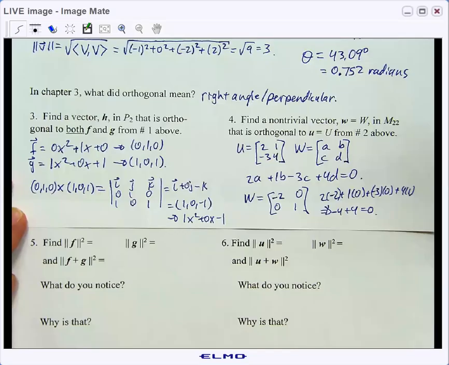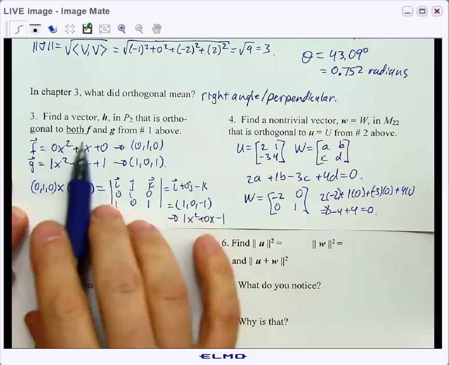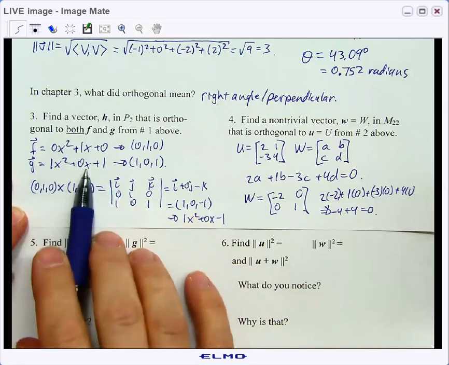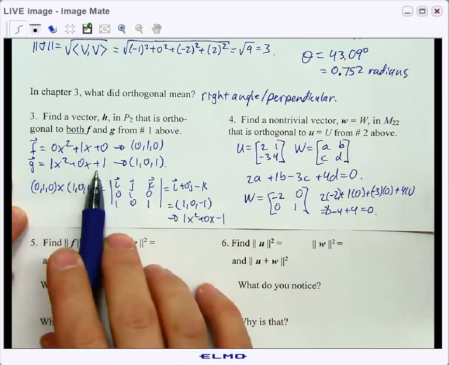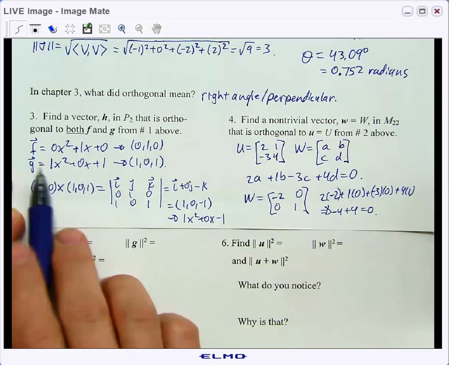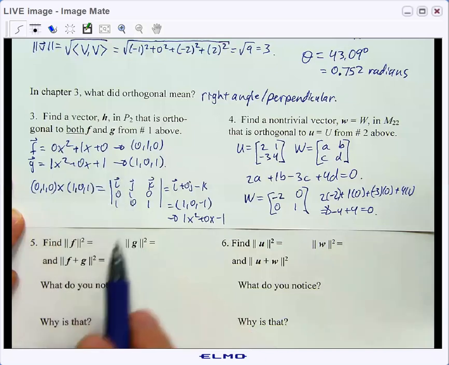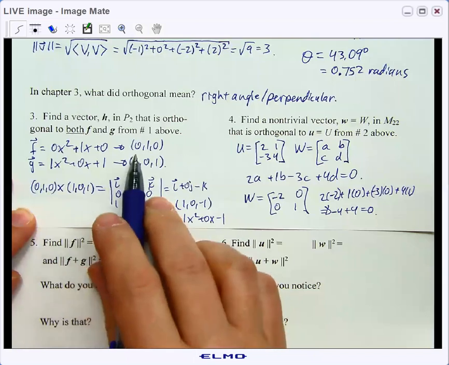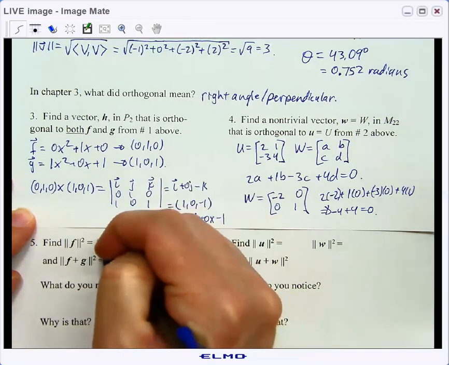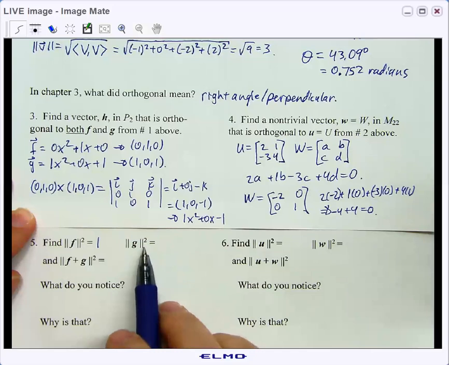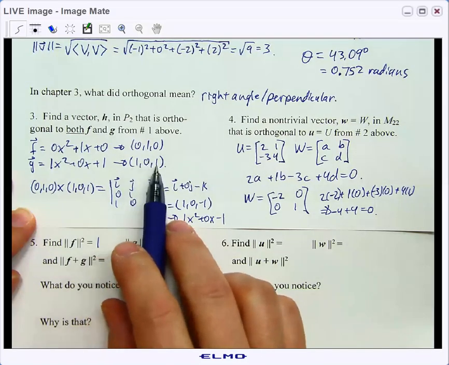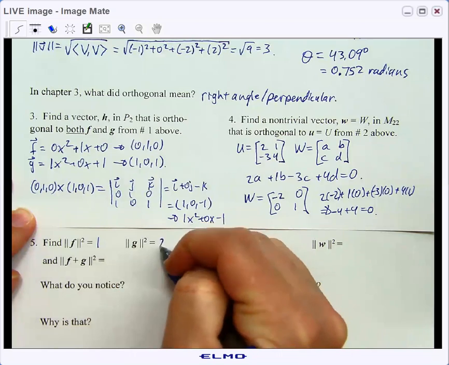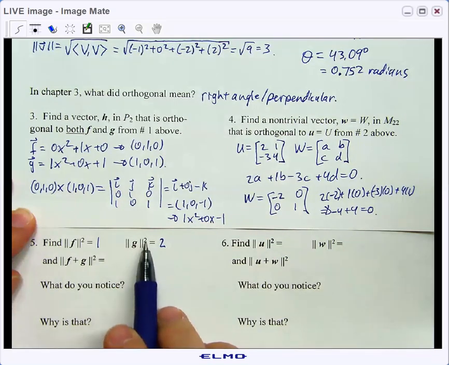Welcome back to section 6.2, where we're talking about angle and orthogonality in inner product spaces. At the end of last video, we were finding the norm of some vectors, and we found somebody that was orthogonal to our vectors in P2. So let's use our inner product to find the length squared of f. That will be 0 squared plus 1 squared plus 0 squared, which is 1. For g, it'll be 1 squared plus 0 squared plus 1 squared, which is 2. The square roots will be undone by the squared here.